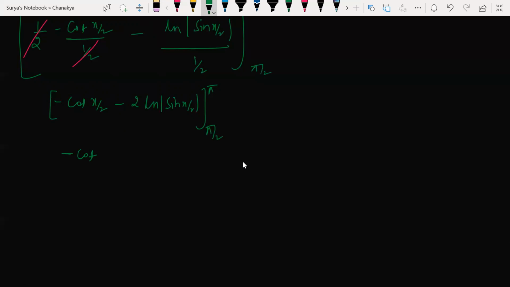Okay. Next, cot of pi by 2 minus 2 times ln of sin of pi by 2, minus cot of pi by 4 minus 2 times ln of sin of pi by 4, right? This is what we have. Now simplify this. Cot pi by 2, what is its value?